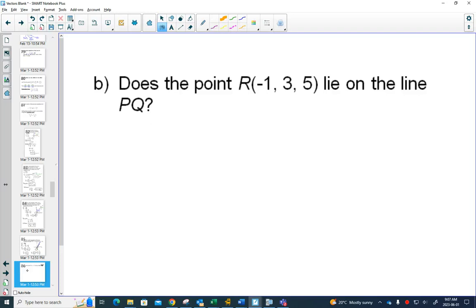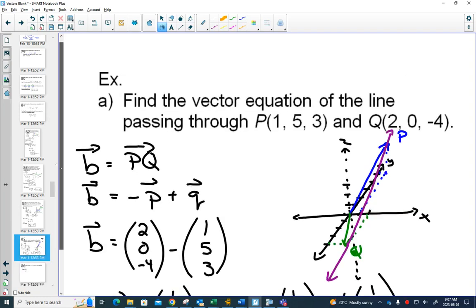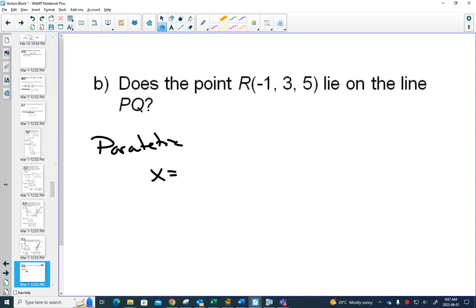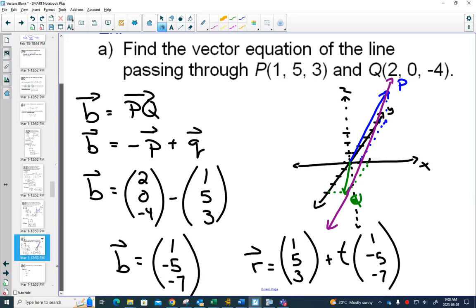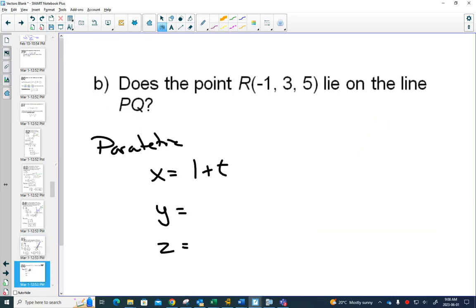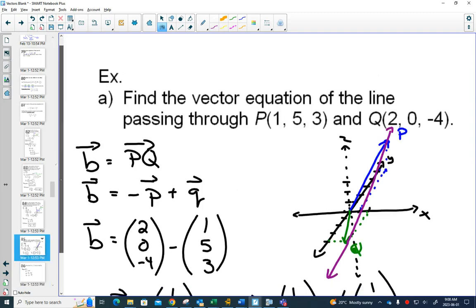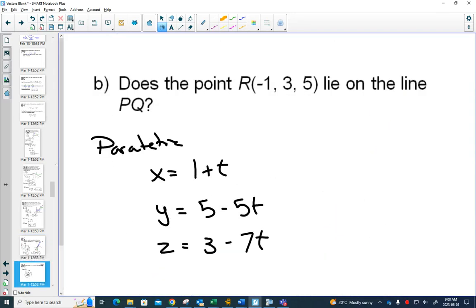But what we can do now is say, if it's on the line, then we look at our parametric equation. So our parametric equations say that x has to equal 1 plus t. Our y is 5 minus 5t. And our z, let me just double check, is 3 minus 7t. Those are our parametric equations.